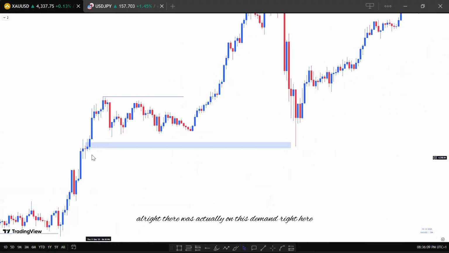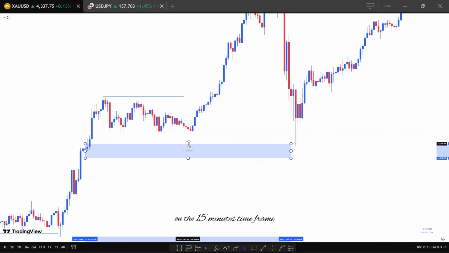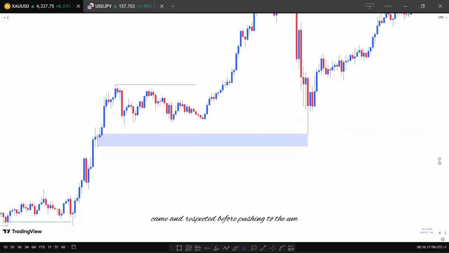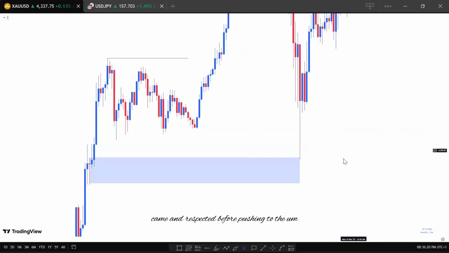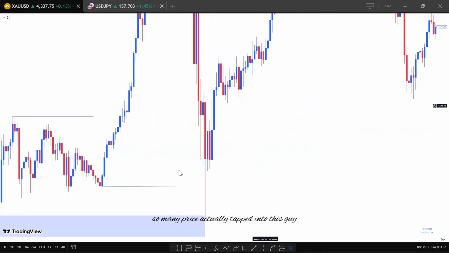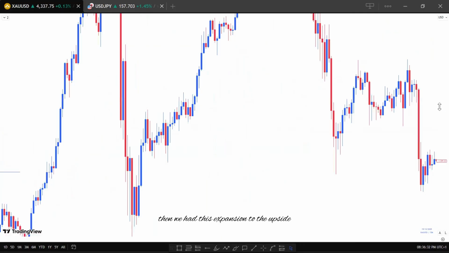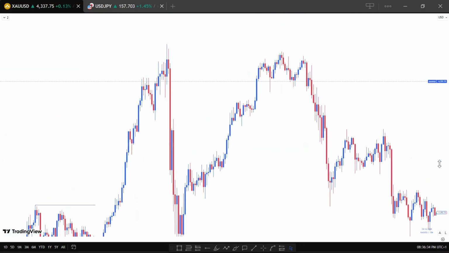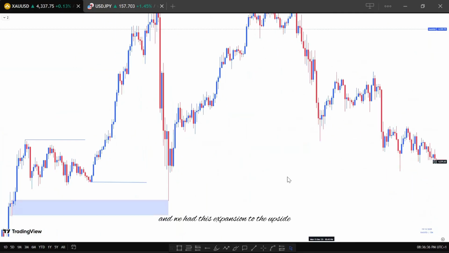All right. There was actually this demand right here on the 15 minutes time frame. Price actually did come and respected it before pushing to the upside. So this automatically becomes the inducement for this demand right here on XAU. Immediately price tapped into this, then we had this expansion to the upside.